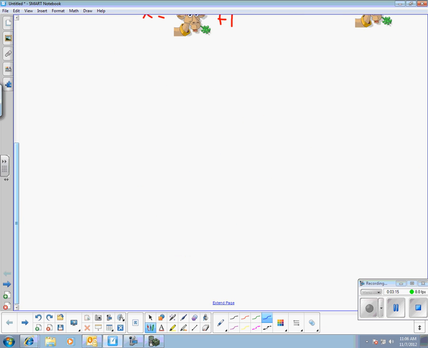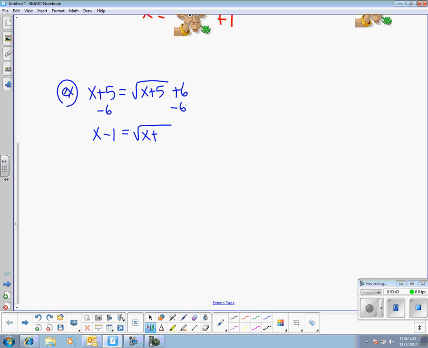So let's do a couple examples. Do a one-stepper and then a multi-stepper. Number 1, let's try this. x plus 5 is equal to the square root of x plus 5 plus 6. Okay, so the one and only note of the day is to isolate the radical. So let's do minus 6. x minus 1 is equal to the square root of x plus 5. Okay, so the radical has been isolated, and now we need to square both sides.